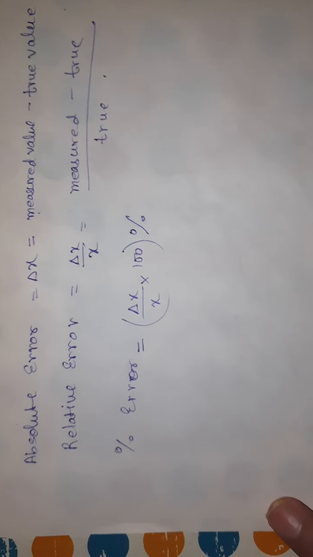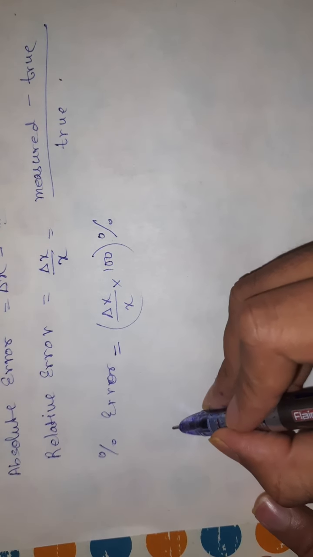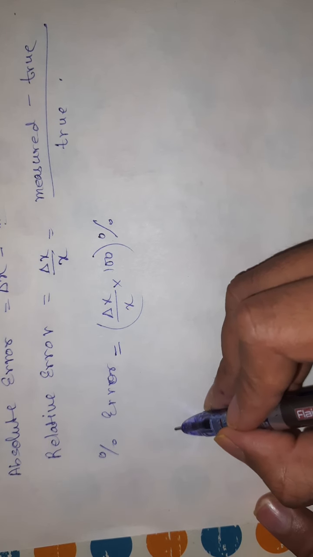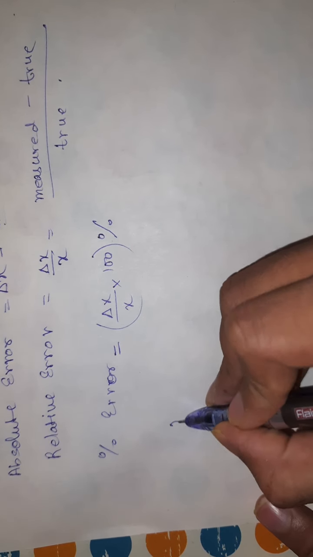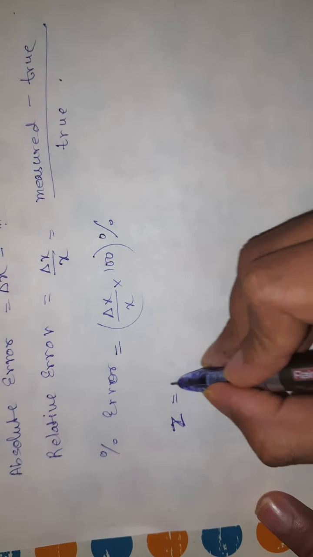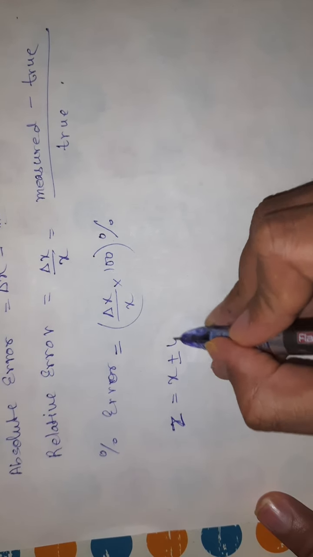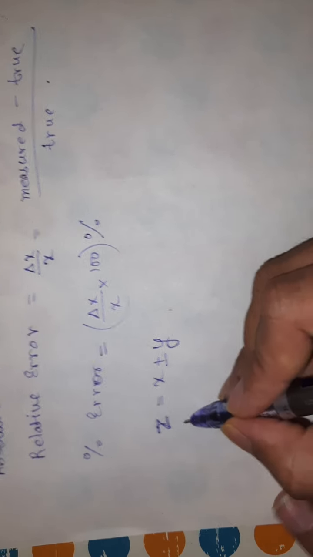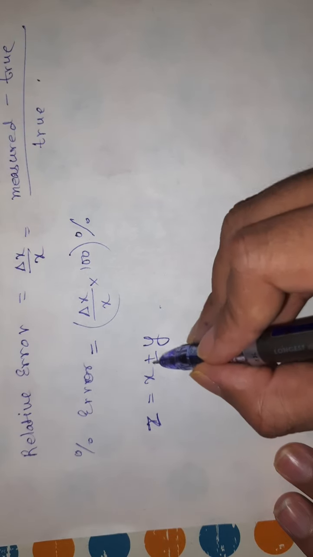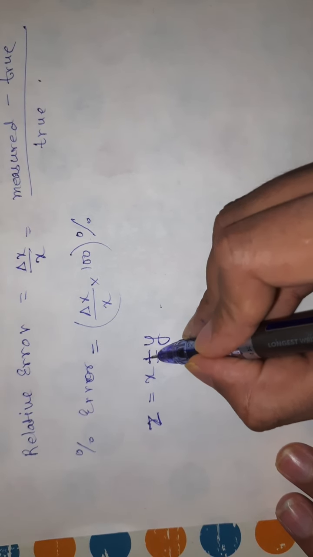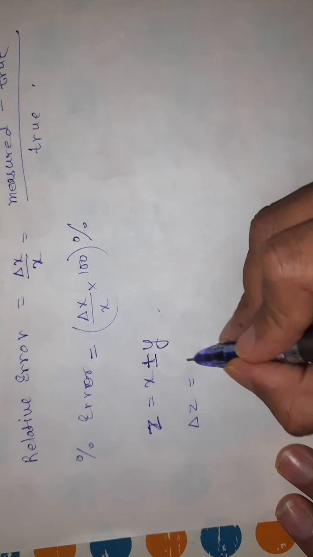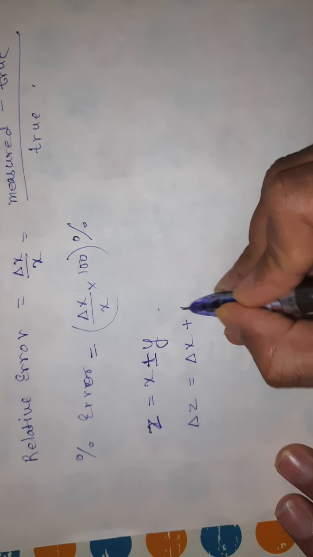Now what about the errors when variables are dependent on each other? For example, let z equal x plus or minus y. The sign doesn't matter right now. In case of addition and subtraction, we simply say that the error delta z is equal to delta x plus delta y.